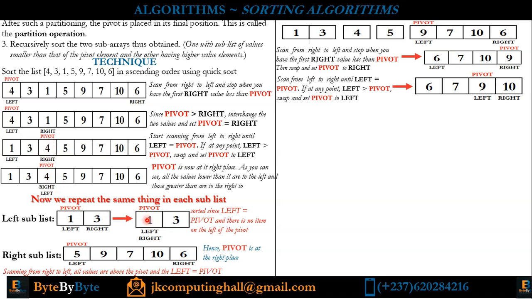Here our pivot was 1. This is it here. Pivot 5. Here pivot is 9. It is moving, as you can see. Good. So now we realize that pivot is equal to left.